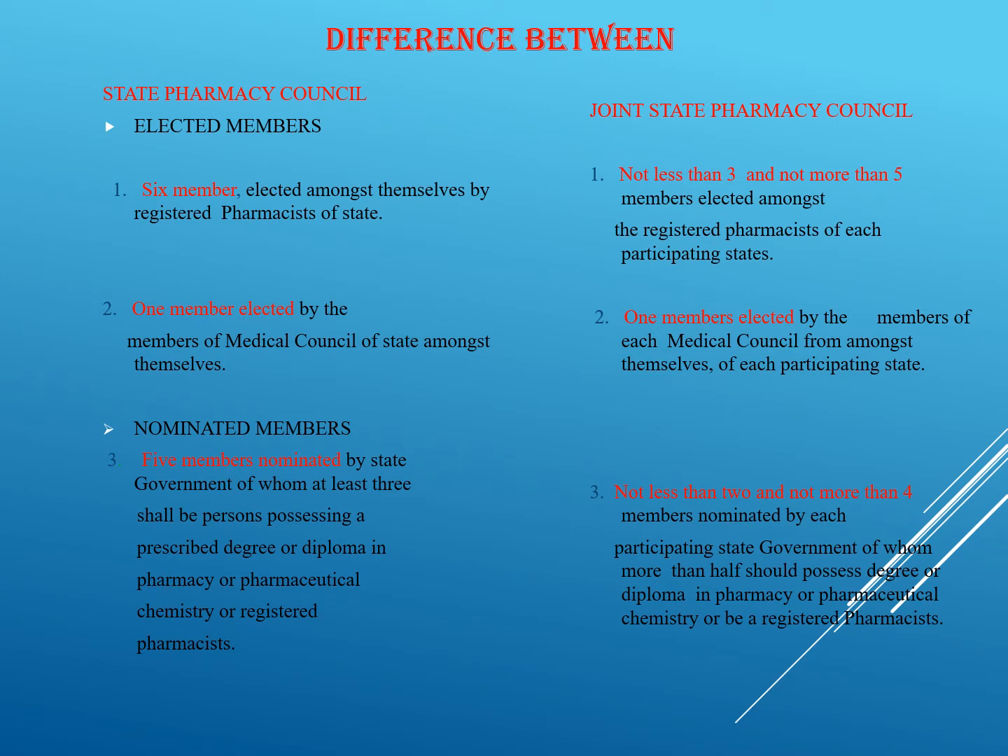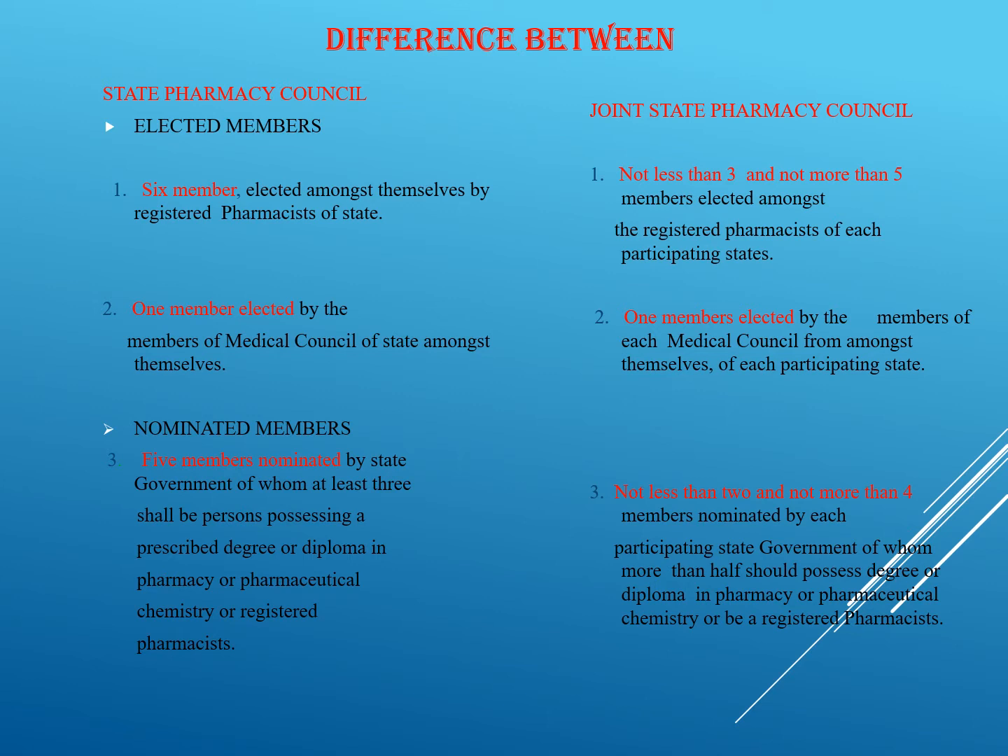Elected members: in State Pharmacy Council, there are 6 members elected amongst themselves by registered pharmacists of the state. In Joint State Pharmacy Council, not less than 3 and not more than 5 members are elected amongst the registered pharmacists of each participating state. In State Pharmacy Council, 1 member is elected by the members of the Medical Council of the state amongst themselves. In Joint State Pharmacy Council, 1 member is elected by the members of each medical council from amongst themselves of each participating state.